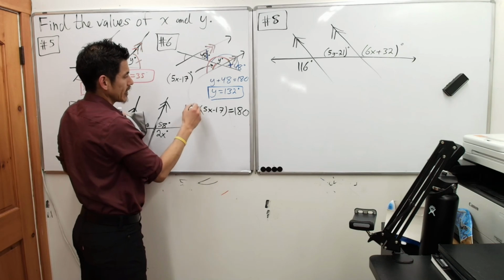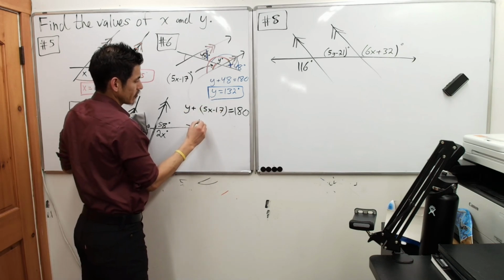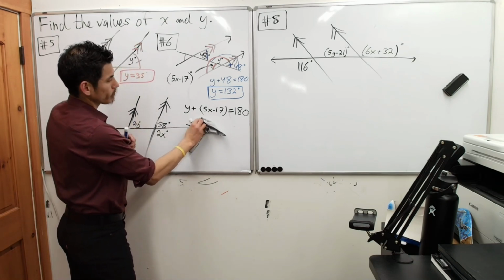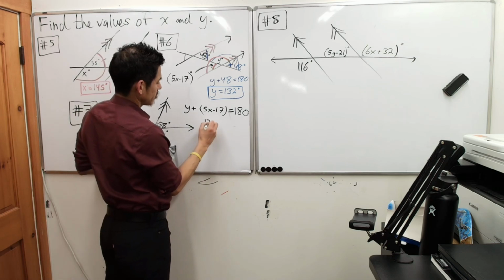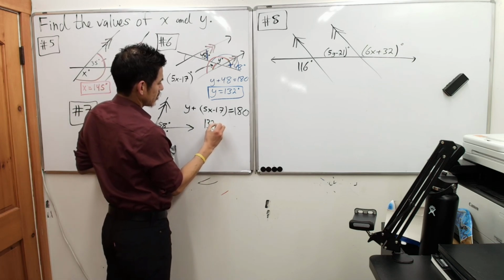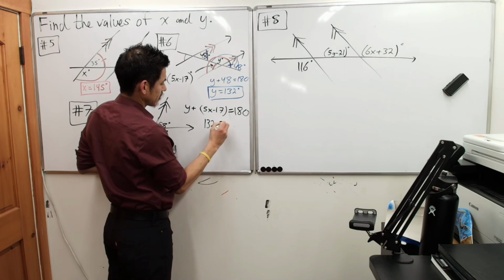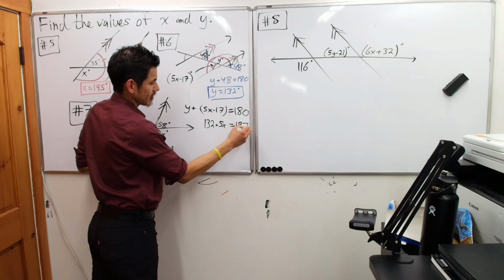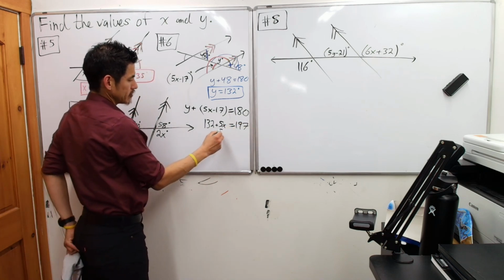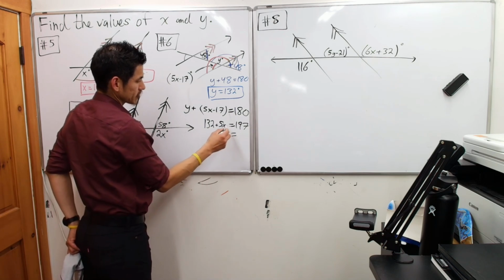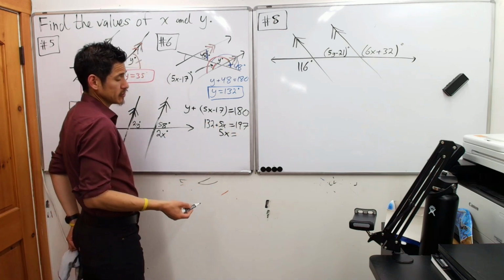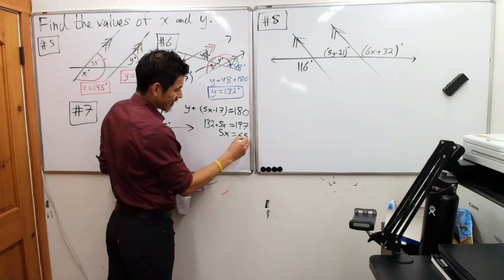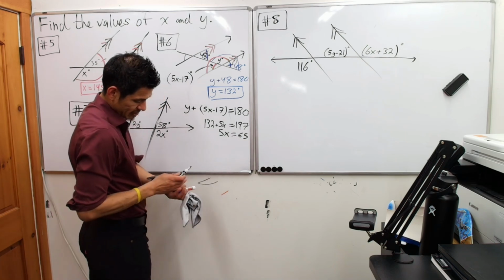Okay, so y is 132. Let me write this a little better. 132 plus 5x minus 17, add 17 to the right, equals 197. Take away the 132, so we have 5x equals 197 minus 132. That's 65. Divide by 5.